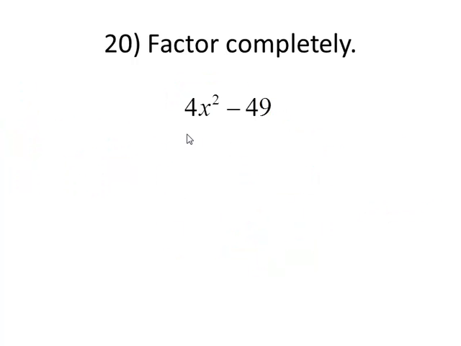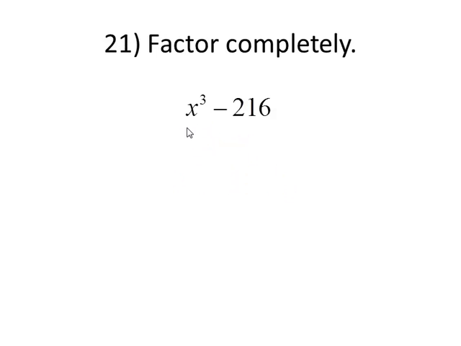What we have here is a difference of squares. Two terms. All the exponents are even. All the coefficients are perfect squares, so I can rewrite it as a difference of squares. And remember that for factoring, that's going to be the first one plus the second times the first one minus the second.